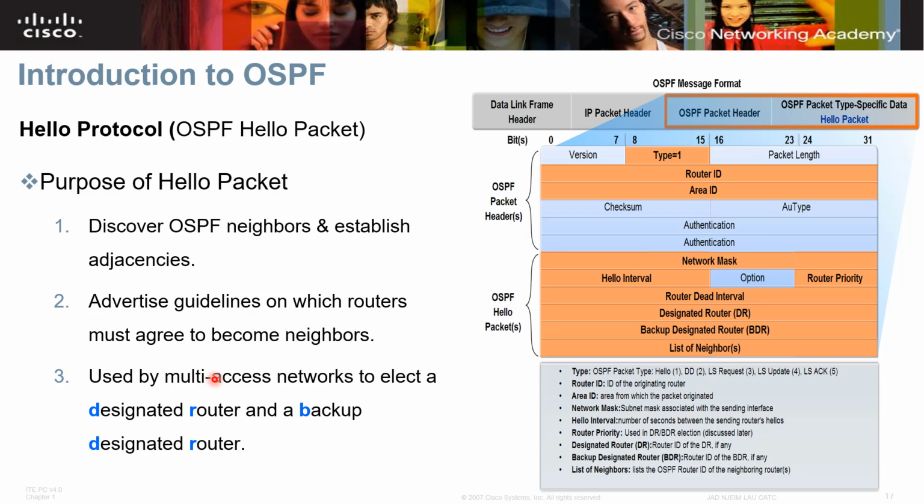The backup designated router will be the backup router. If the designated router shuts down or becomes down, the backup will replace this designated router. We use the hello packet to select who will be the designated router or who will be the backup designated router. But these are the main functions of the hello protocol.